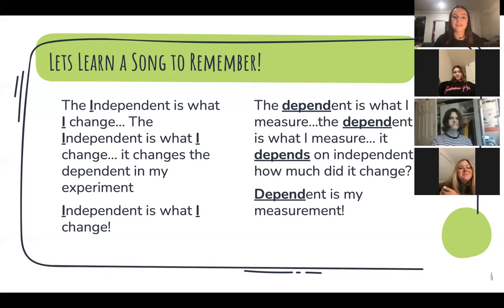The independent is what I change. The independent is what I change. It changes the dependent in my experiment. Independent is what I change. The dependent is what I measure. The dependent is what I measure. It depends on the independent. How much did it change? Dependent is my measurement.